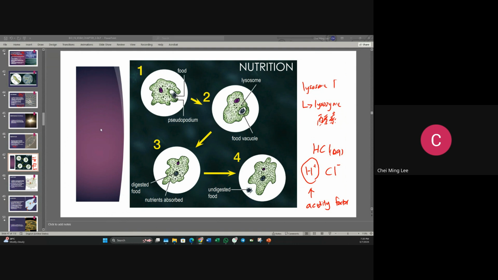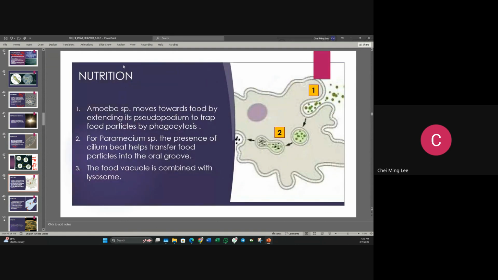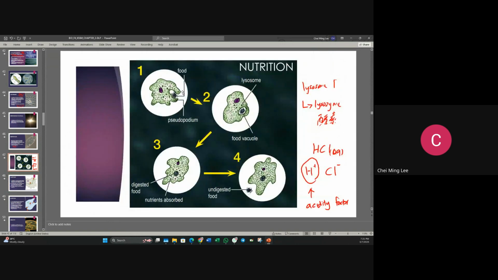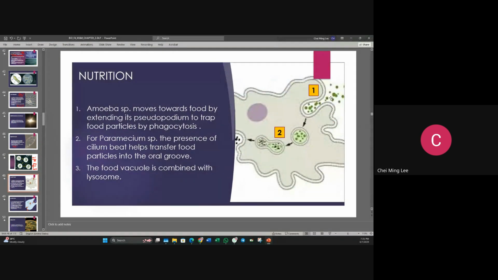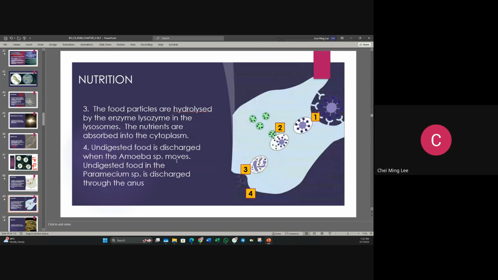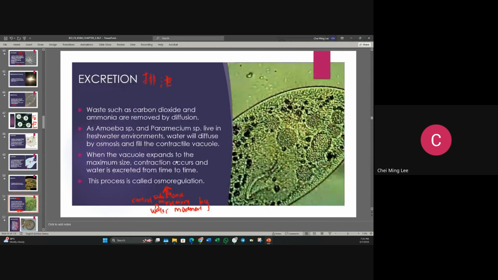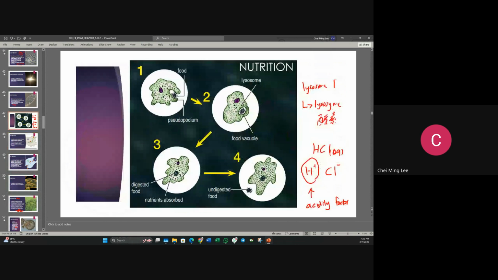Okay, so let's see the nutrition. The Amoeba sp. will move towards the food by extending its pseudopodium to trap the food particle. This process is called phagocytosis. Then for Paramecium sp., the presence of cilia beating will help to transfer the food particle into the oral groove. I don't know whether it shows here. The oral groove, let us see.